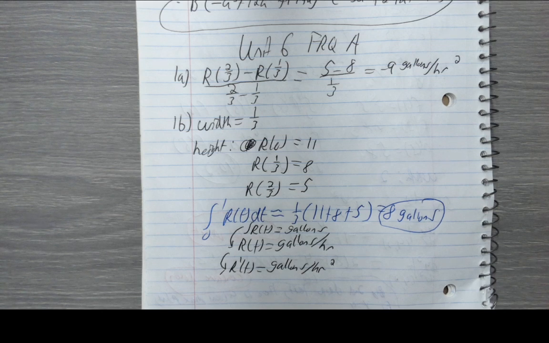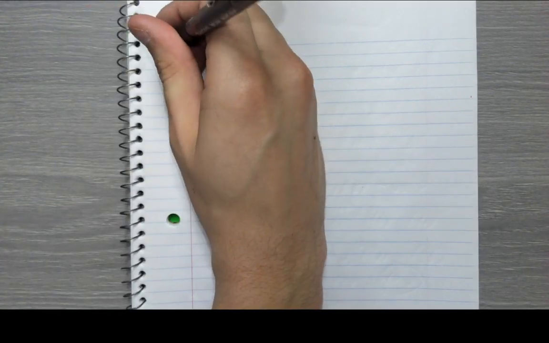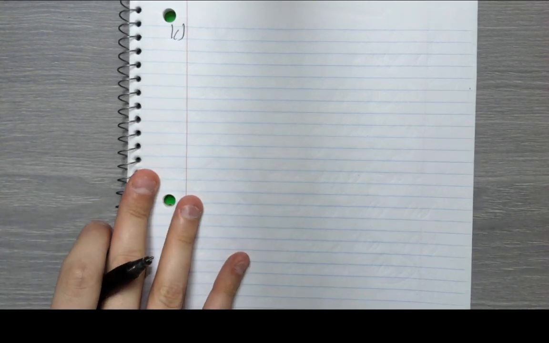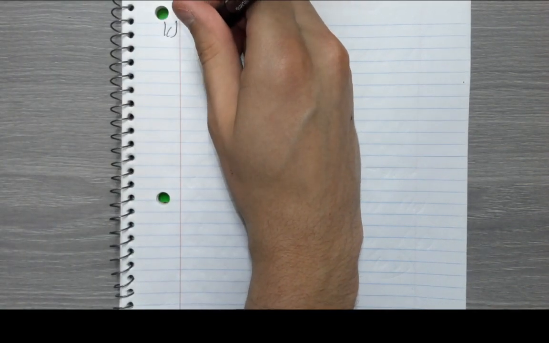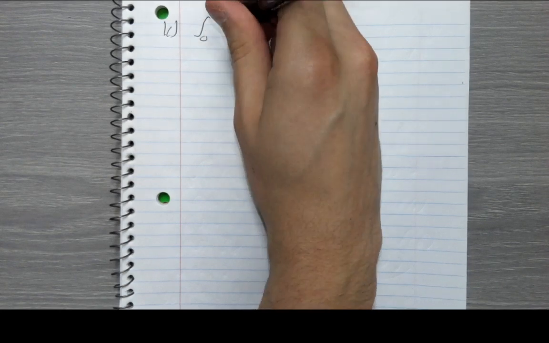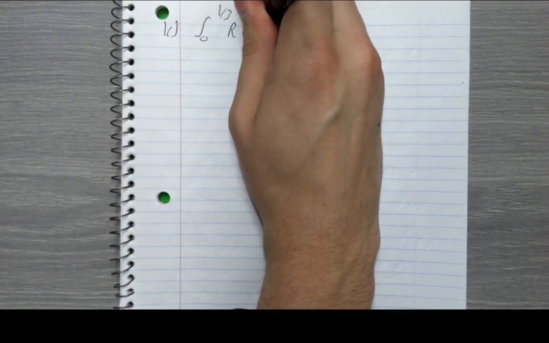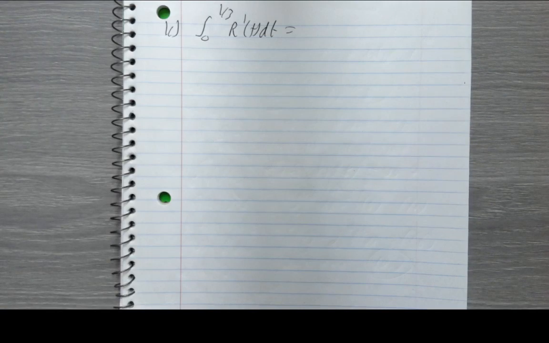Okay, so part C. Not too bad. Part C is very quick, but you have to understand what the question's asking. At the end of the day, it's saying: what is the integral from 1 to 3 of R prime of t dt? That's what the question's asking. It says use a table to evaluate that.